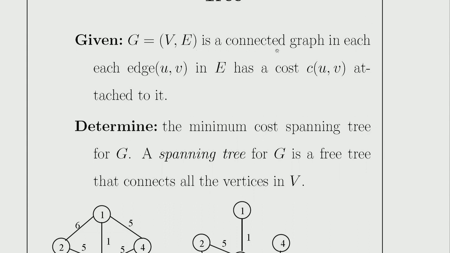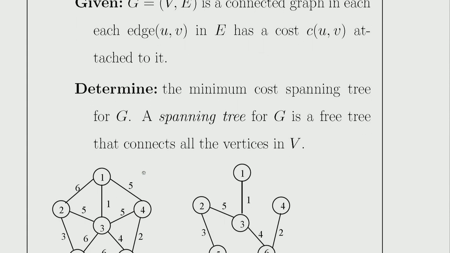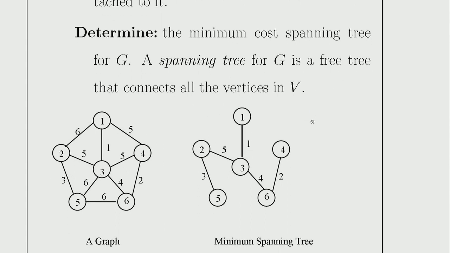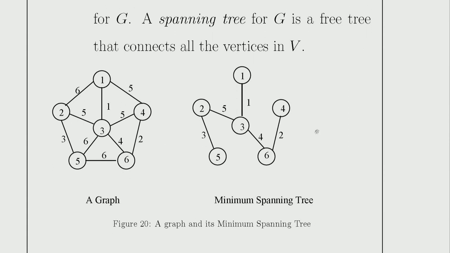Given a graph V comma E, it is a connected graph, and each edge (u, v) in E has a cost of c(u, v) attached to it. So, it is a labeled graph. The job is to compute this minimum cost spanning tree for G. And what is a spanning tree? A spanning tree for G is a free tree that connects all the vertices in V. Okay? So, this is what a spanning tree is all about.